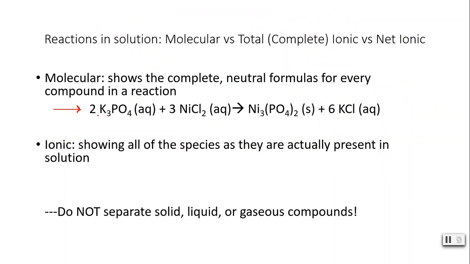So we're going to talk about in the next video how we take these molecular double displacement reactions and write them into something that's useful for chemists that are called ionic, total ionic, and net ionic equations. But for right now, for this video, we're going to stop here with this molecular equation. And it's called molecular because you can see all the reactants and all the products are written as intact neutral molecules. It shows the complete neutral formulas for every compound in this double displacement reaction.